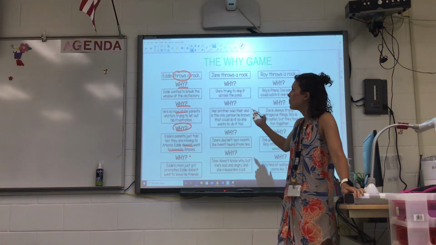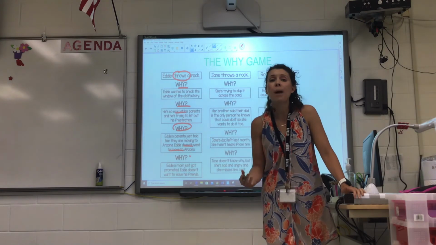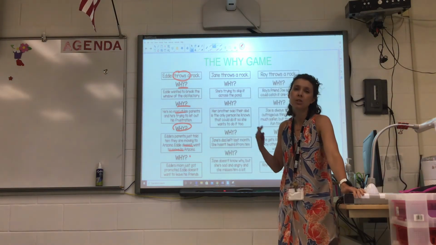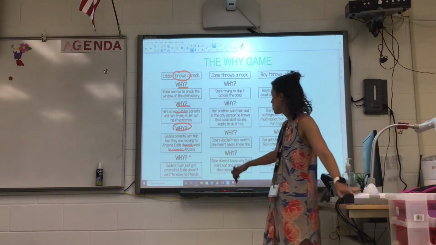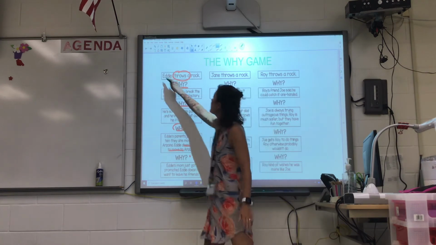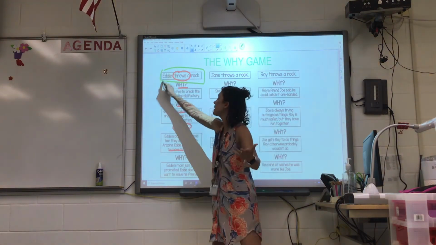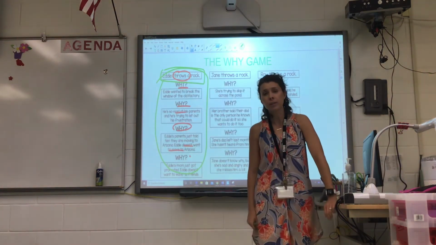Eddie throws a rock because he wanted to break the window of an old factory, because he's so mad at his parents about moving to Arizona when all he wants to do is stay here with his friends. Do you see how we took one sentence and then we ended up using all of this to build it and make it even better?